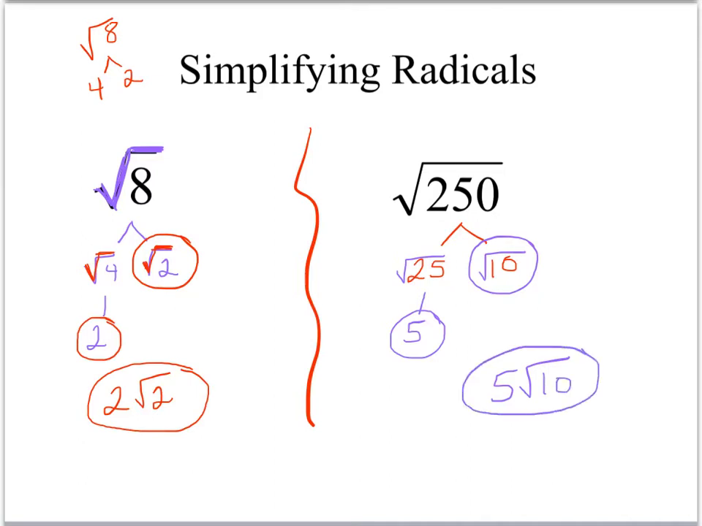Go ahead, if you don't believe this, take a calculator, punch in the square root of 8 and see what decimal it gives you. And then take the same calculator and multiply 2 times root 2, and you'll see you'll get the exact same answer. It's the same number. Same thing, take the square root of 250, see what that gives you as a decimal, and then check to see if it's the same as 5 root 10. It for sure will be.